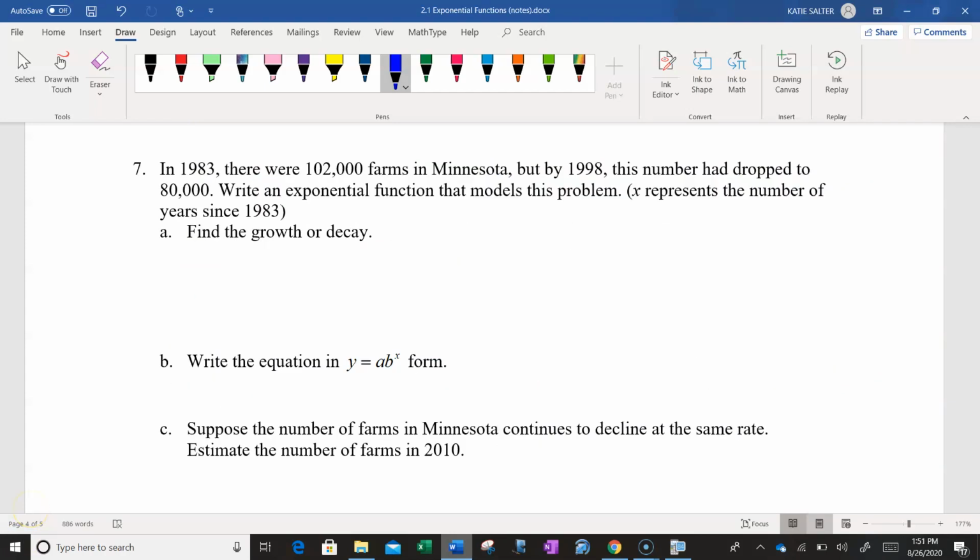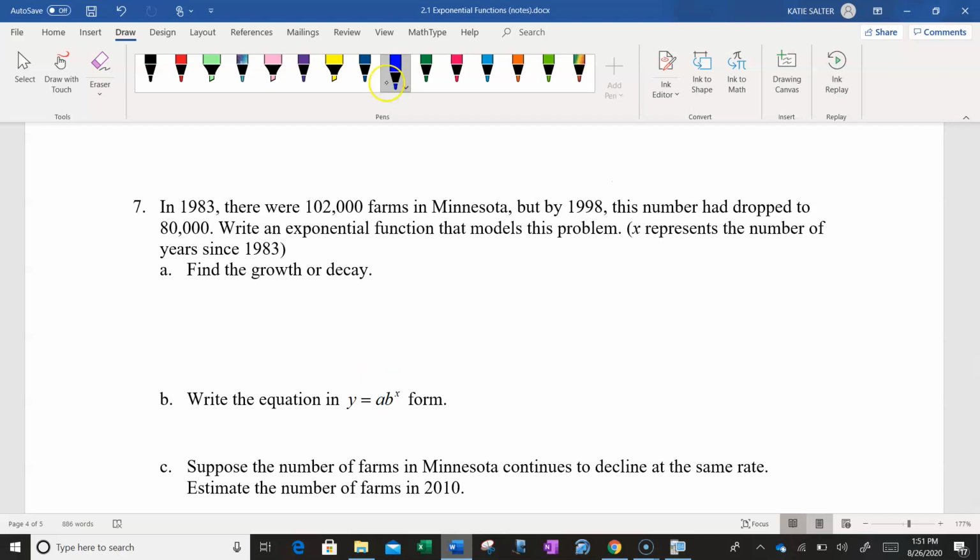All right, last problem. In 1983, there were 102,000 farms in Minnesota. But by 1998, this number had dropped to 80,000. Write an exponential function that models this problem. Let x represent the number of years since 1983. Okay, so what we need to do here is create points.